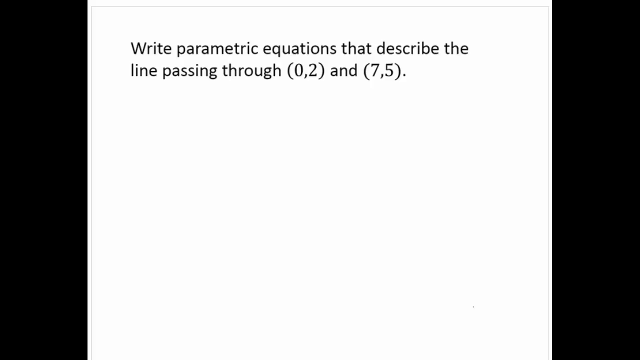So here we're asked to write parametric equations that describe a line passing through (0, 2) and (7, 5). Well, you learned how to write the equation of this line back in an algebra course. We could write the equation of the line as y equals, let's see, the slope is 3/7 and the y-intercept is 2, so 3/7 x plus 2. The slope m is delta y over delta x, so 5 minus 2 over 7 minus 0, that's 3 over 7. And the y-intercept is (0, 2), so that's the b value.